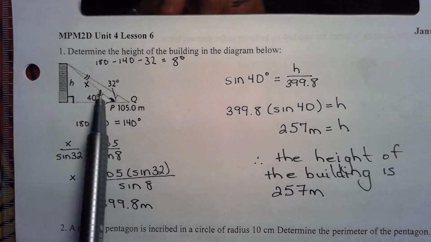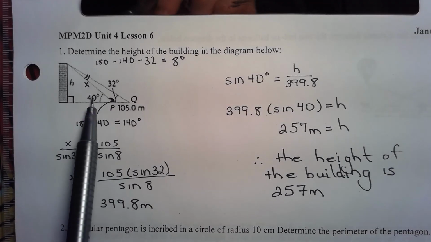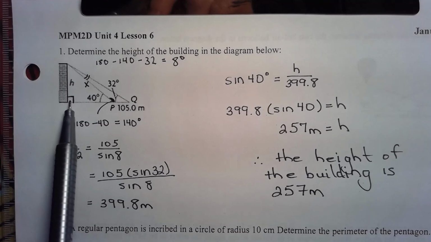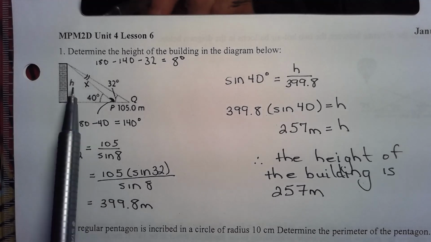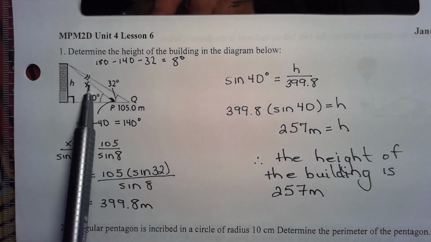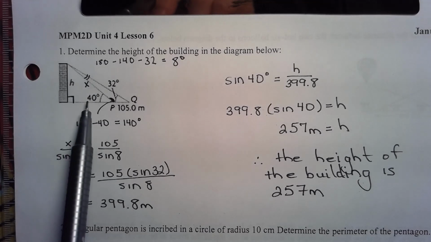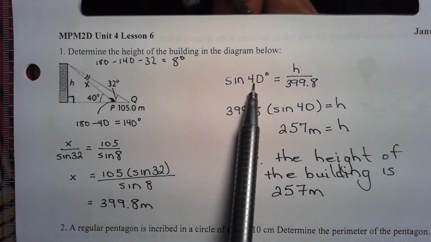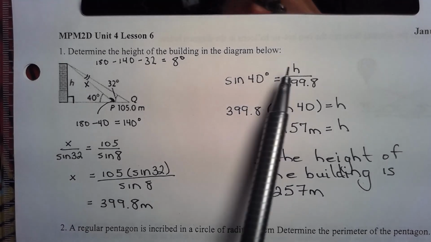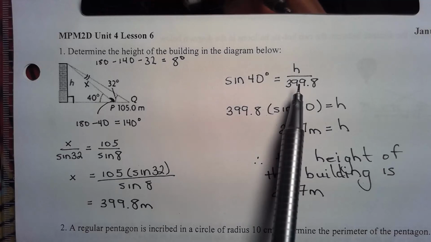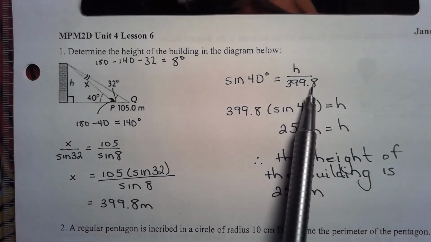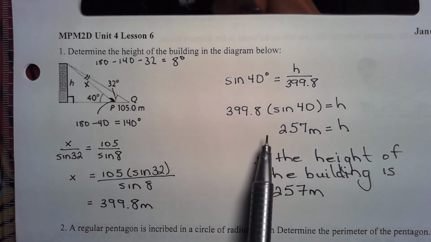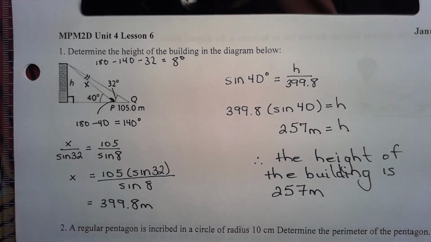Now I know what x is, and so I can use 40 degrees, height, and x to solve. This time it's a right angle triangle. I'm going to use SOHCAHTOA. So I have opposite and I have the hypotenuse. So sine theta is equal to opposite over hypotenuse. So I have sine of 40 degrees is equal to height, which is the opposite, over the hypotenuse, which is 399.8. I'm going to take the 399.8 to the other side, so it becomes a multiplication. When I do the multiplication, I end up with 257 meters.